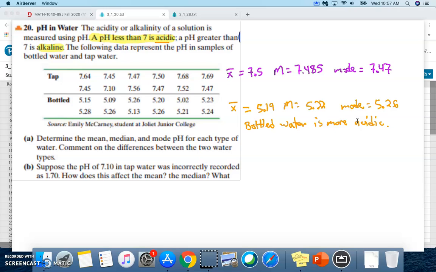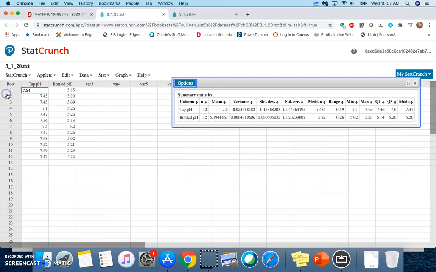Okay, now part B down here says, suppose that the pH of 7.10 in the tap water was incorrectly observed or recorded as 1.7. How does this affect the mean and the median? We don't need this part of the question. We just want to know how it affects the mean and the median. So I'm going to come back over here, and in the pH of the tap water, the 7.1, I'm going to change this to a 1.7. Okay, so I'm going to close this out.